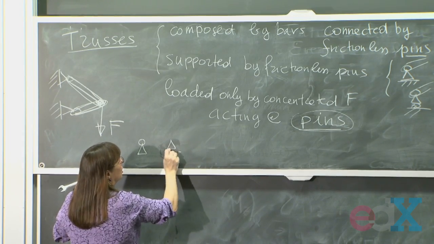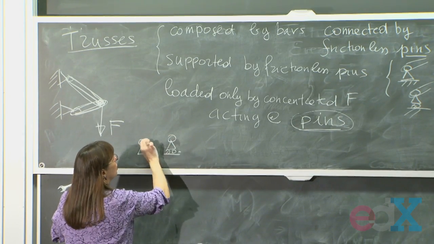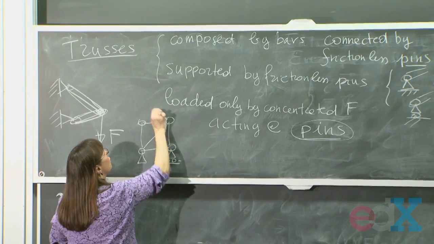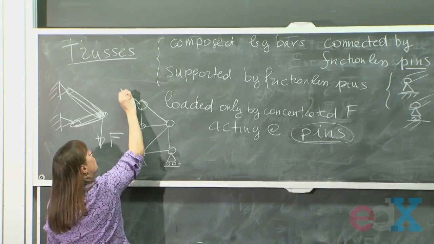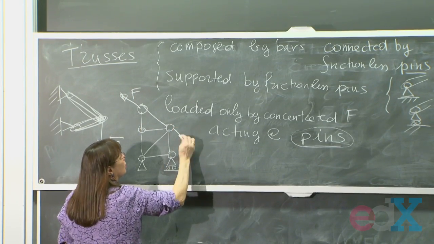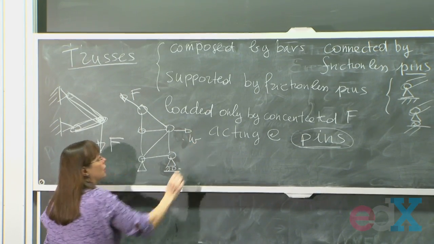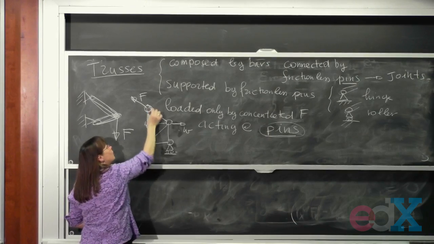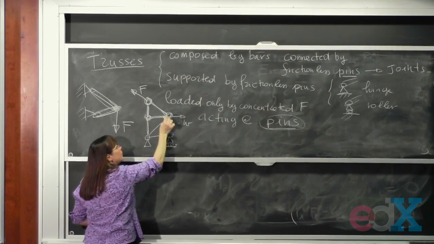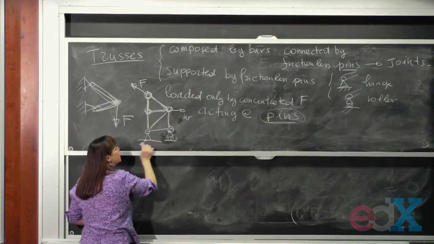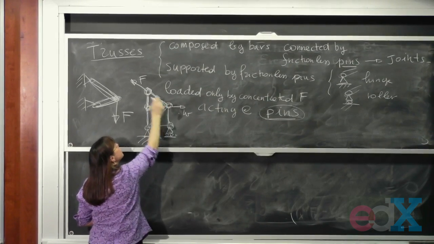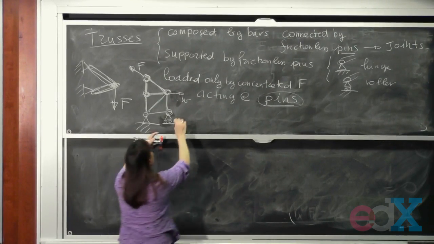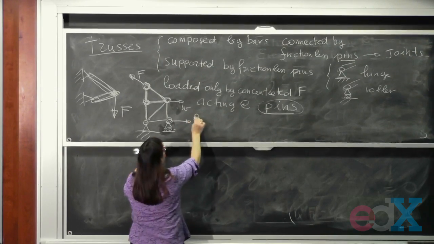Actually, let me make a roller here. Something that looks like this. I can make it as complicated as I want. Something that looks like this is a truss. Each of these things are bars. These are the pins that connect them. These are the supports, a hinge and a roller, and the forces are only applied at the pins. I can also have a force applied here, P, okay?